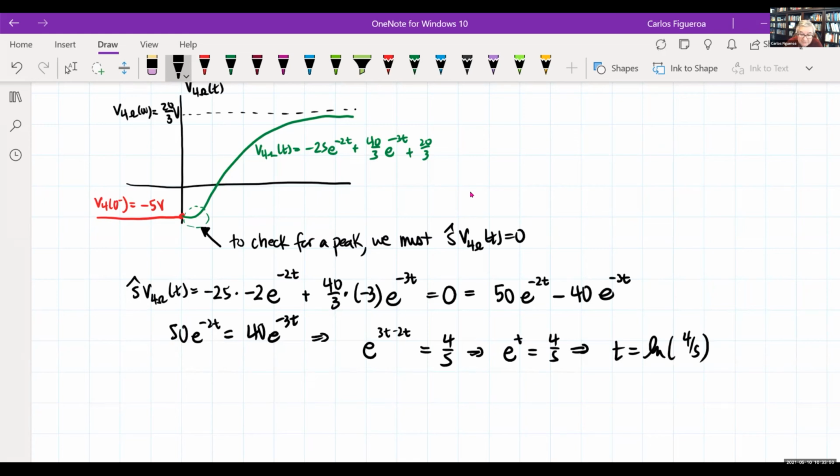Now I don't know what that number is, but that will tell us whether we have a peak there or not. So if I clear my calculator, then I'm going to go in and get the log of 4 divided by 5. So then I'm going to get a value. Ooh, I don't like this. This is a negative number, right? Because this is less than 1. Which means that I get a negative time.